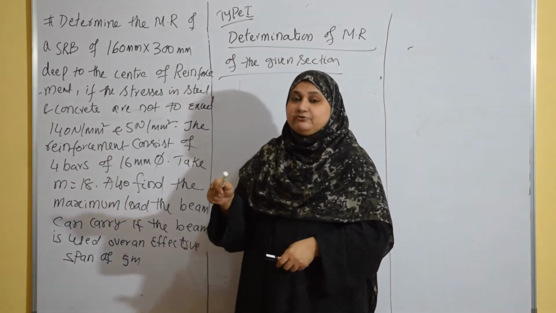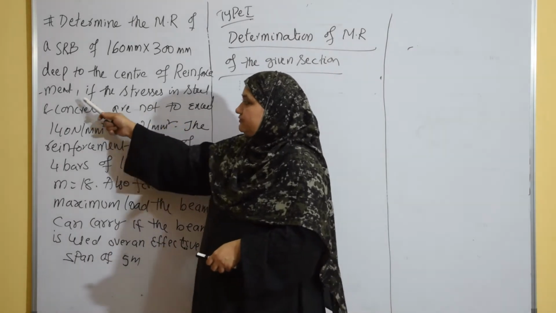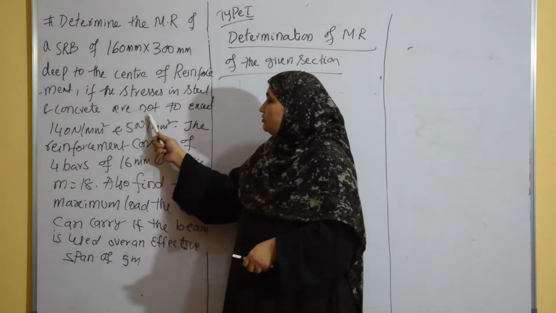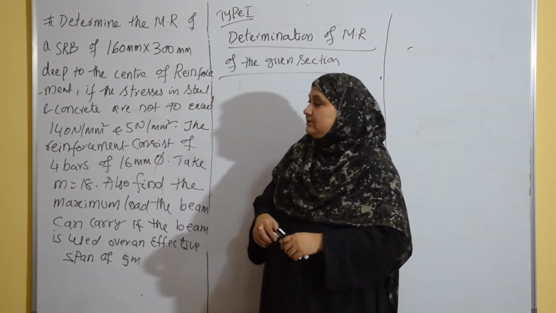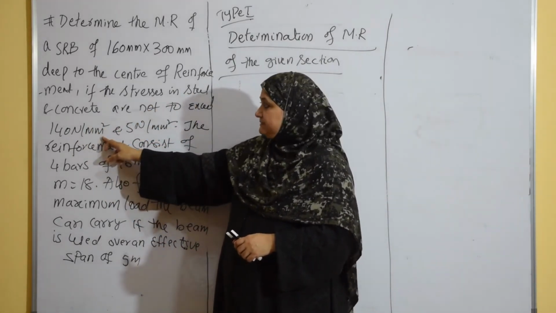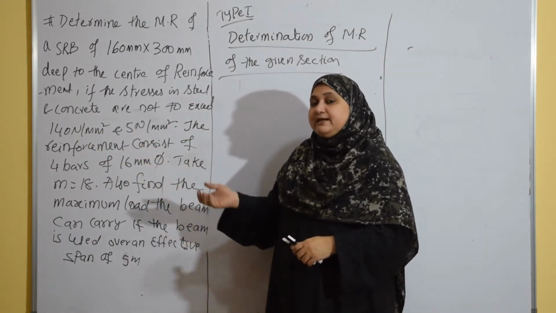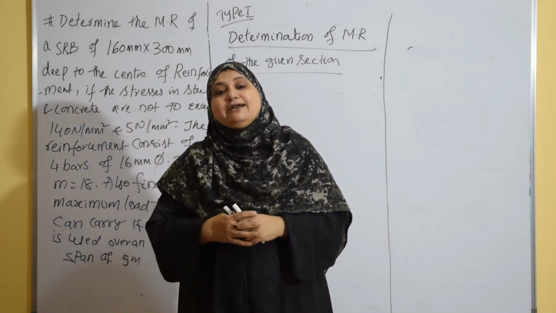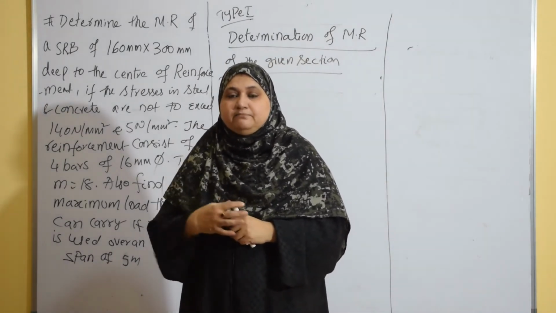This point you have to see in the question, whether the depth given is the overall depth or up to the center of reinforcement. And if the stresses in the steel and concrete are not to exceed 140 Newton per mm square and 5 Newton per mm square. So this is sigma_st. Stress in steel is 140 Newton per mm square and stress in concrete is 5 Newton per mm square. Sometimes instead of giving you the permissible stresses, they will give the grade of concrete and the grade of steel that is used in the problem, right?